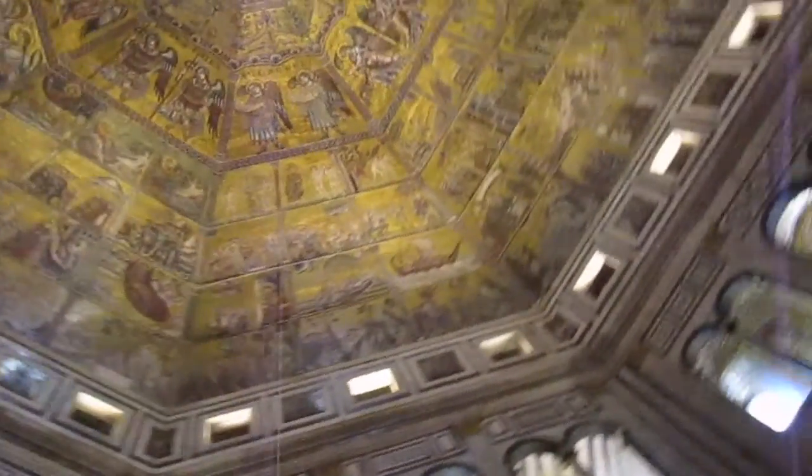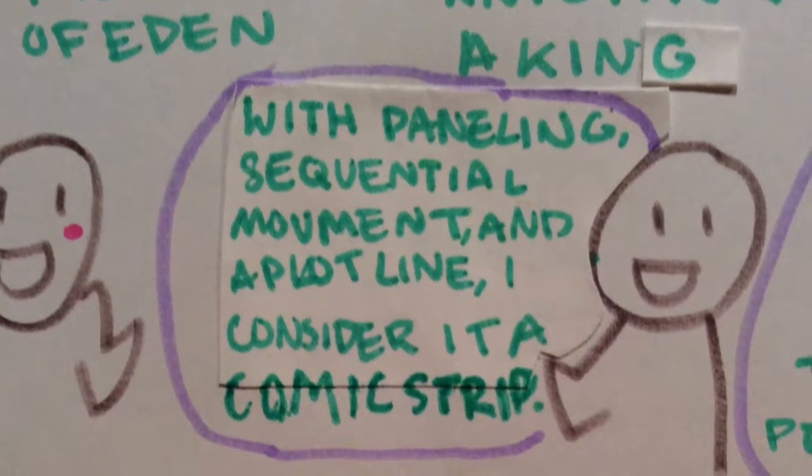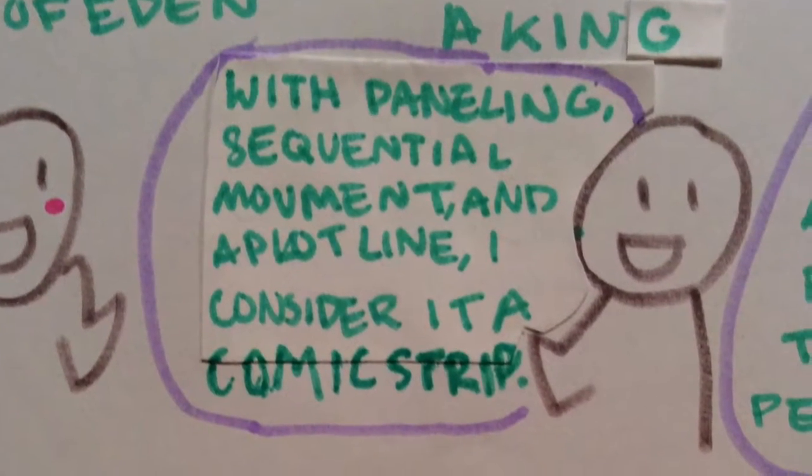In this next picture, we see that the dividing lines, though very decorative, were used to separate multiple stories as well as put more emphasis on sequential movements within the same scene. In previous frescoes, we've seen some motion, but primarily jumps to important scenes. In the Baptistery, we see the sequential movement throughout multiple stories, which puts emphasis on the actual storytelling. With paneling, sequential movement, and a plot line, I consider this to be a full-fledged comic strip.